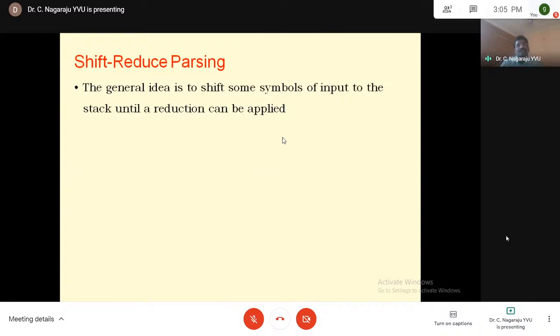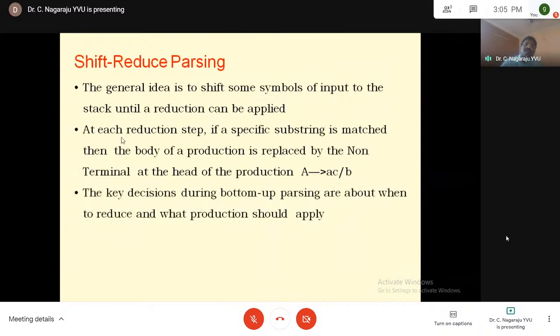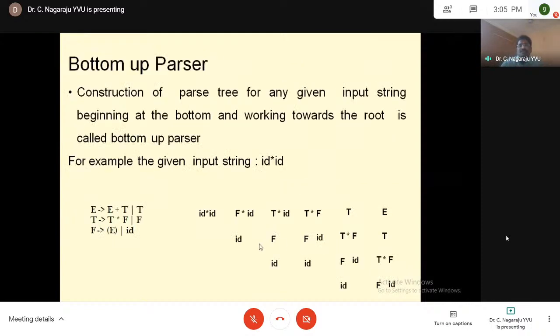Then at each reduction step, if a specific substring is matched, the body of the production is replaced by the non-terminal at the head of the production. For example, in the previous class, suppose in the example you have seen here is F.